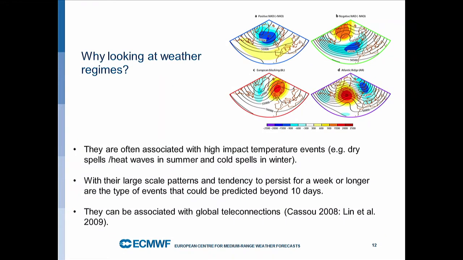We are looking at these four regimes because they are associated with high impact events, in particular the blocking over Greenland, which is also called the negative phase of the NAO, and the Scandinavian blocking. We have two kinds of regimes which are certainly associated with persistent anomalies of temperature, which can be defined as a high impact event. We are looking at them because they typically have quite long life cycles. They tend to persist longer than a week. So they are really a typical object that can be forecast on the subseasonal time scale.